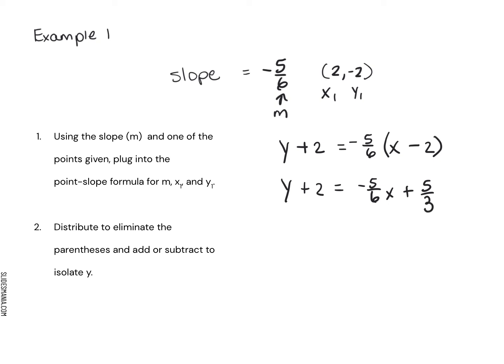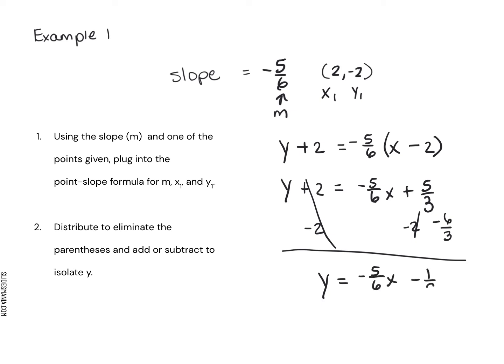Now that we have that, we want to get y by itself, so we're going to subtract 2 from each side. I know that 2 whole is 6 thirds. So we're going to do minus 6 thirds. So our final answer would be y equals negative 5/6 x minus 1/3. Notice that I left my y-intercept as a fraction. Do not put decimals rounded.